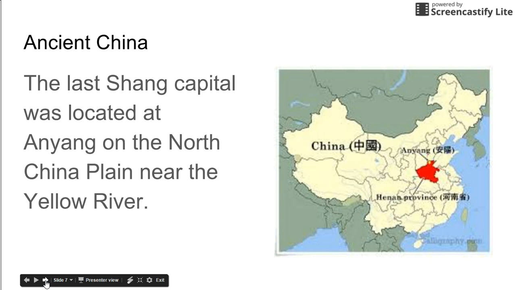The last Shang capital was located at Anyang on the North China Plain near the Yellow River, and here's where they're talking about.